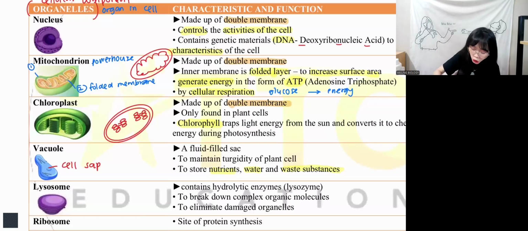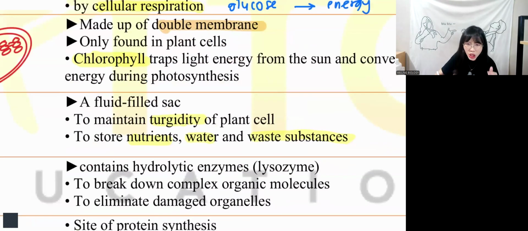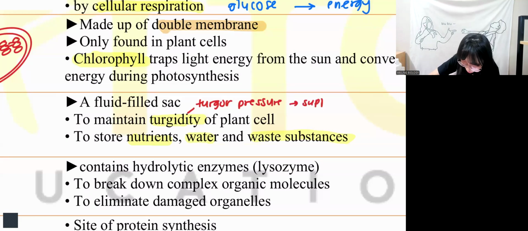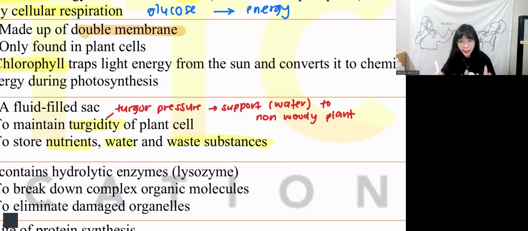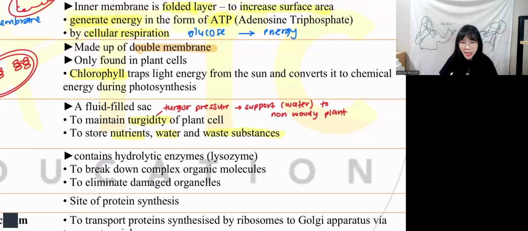The purpose of vacuole is to maintain turgidity. Where does the word turgidity come from? Turgidity comes from pressure. It's called turgor pressure. The pressure is to provide support to who? To the non-woody plant. They use water as a support to non-woody plant. Okay, so without water, non-woody plant is unable to maintain turgidity. No water means not turgid. Not turgid means no support for non-woody plant. For woody plant, they have woody tissue, so they don't have to use water.